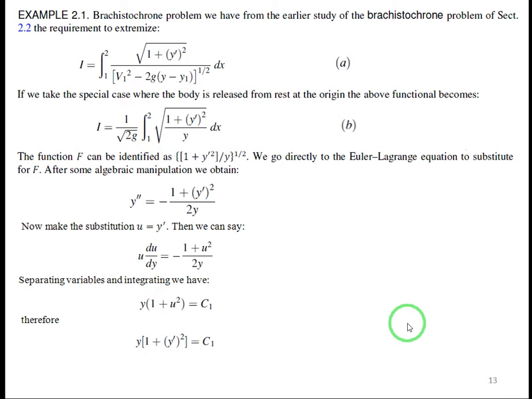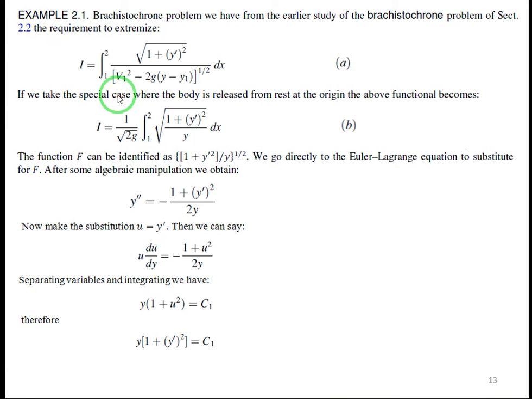We have introduced the Brachistochrone problem in the first session, which was the path, the vertical path, in which we have the minimum amount of time for a mass to slide from point 1 to point 2 with initial velocity v1.